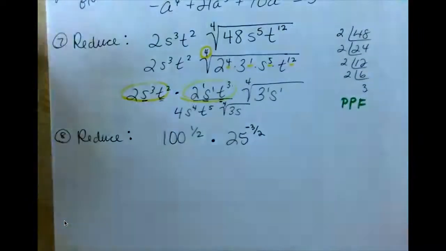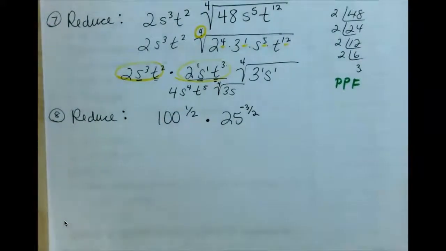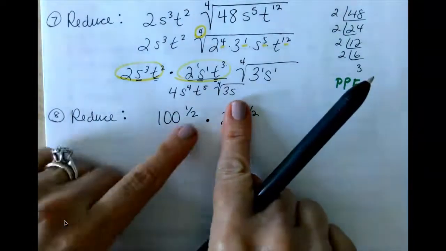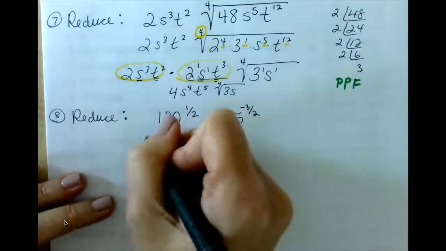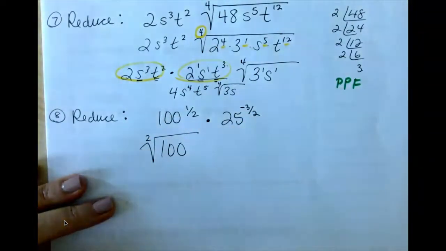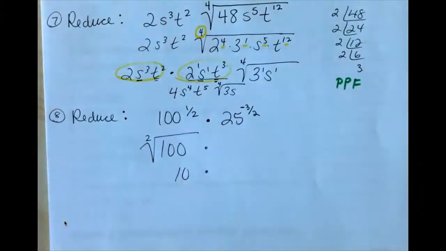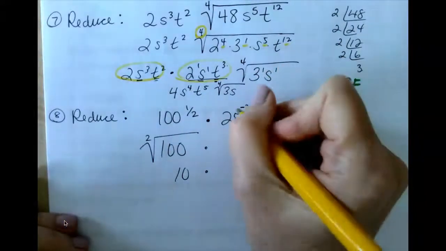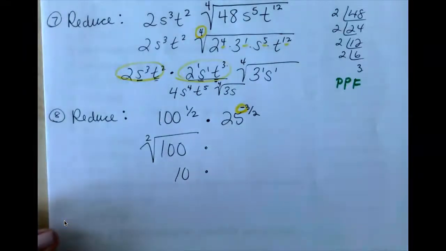Last problem here in the video review is number 8, 10 to the 1/2 times 25 to the negative 3/2. Just as a reminder, the 1/2 power means exactly the same thing as the square root. And the square root of 100, everyone should know, is 10. So there's the first part. And we're following order of operations here. We're dealing with the exponents first. Now, I'm going to highlight the fact that this is a negative exponent. And negative exponents do not make negative numbers.